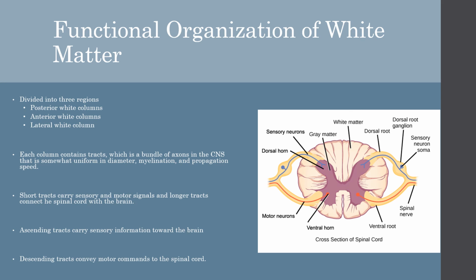So we have two different tracts that we're going to look at. We have the ascending tracts and we have the descending tracts. So ascending, to ascend, you go up. The ascending tracts are going to go from the spinal cord up to the brain, whereas the descending tracts are going to go from the spinal cord out to the body.